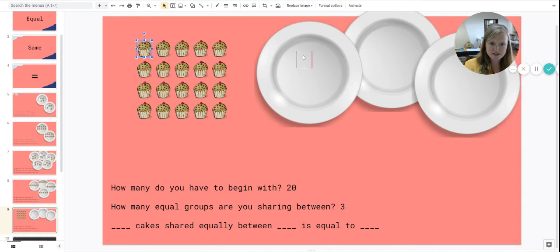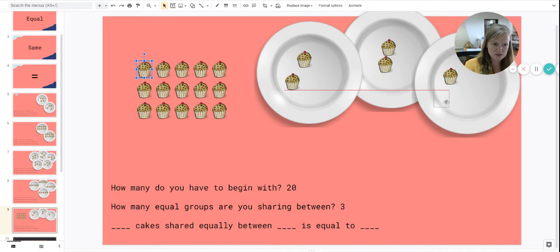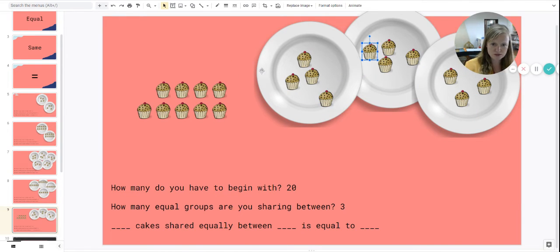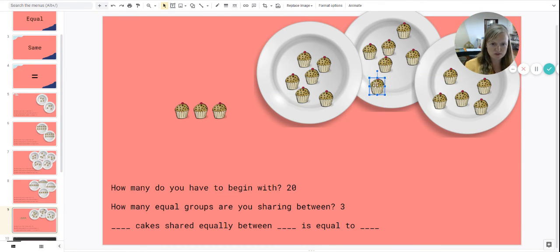Okay. 1 to you, 1 to you, 1 to you, and so on, one cupcake at a time to each plate. We're being very systematic here. 1 to you, 1 to you, and 1 to you.